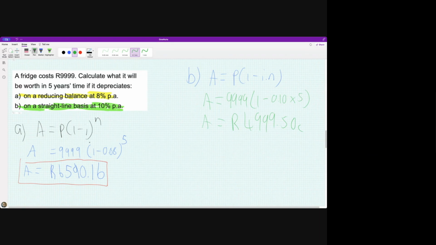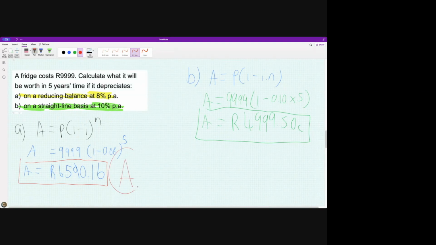Okay, here's my interpretation question. Which fridge is worth more? Is it the fridge in A or the fridge in B? Which one still has more value, according to the calculation, anyway? Based on what I'm seeing, this number here is bigger than that number there, so it has to be A. Exactly.